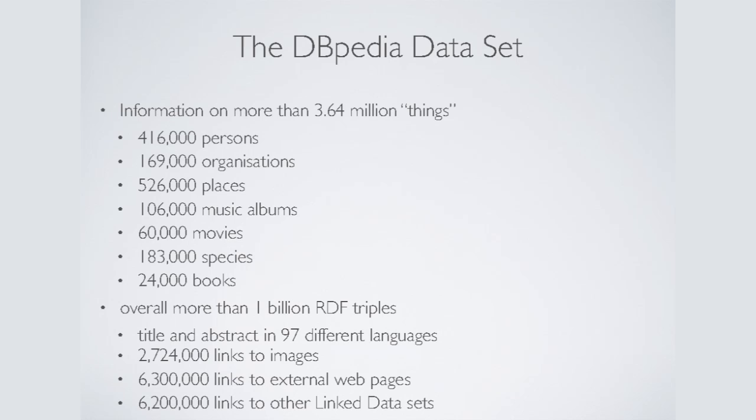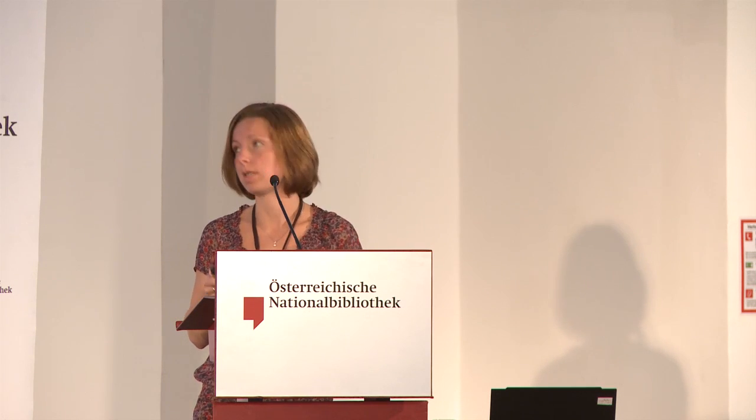The dataset contains information on more than 3.6 million things, amongst them 416,000 persons, 169,000 organizations, places, nearly half a billion of them, and 24,000 books. And overall, the whole dataset consists of more than 1 billion RDF triples, meaning facts that were extracted from Wikipedia, with 2.7 million links to images for these things, and 6 million links to external web pages, and also roughly 6 million links to other linked data sets already out there.